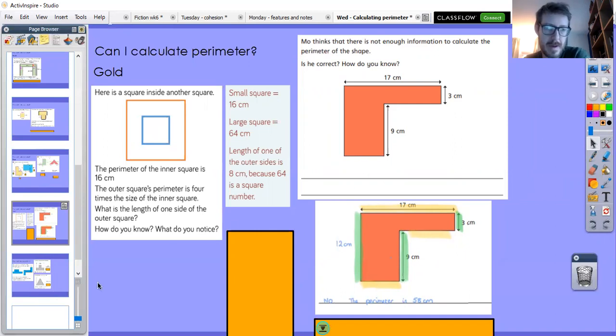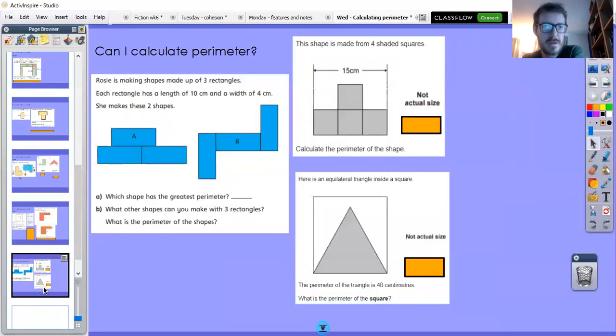Okay, platinum questions. So another question where the shapes are slightly off, and these two as well. So pause the video again to have a go at these ones.